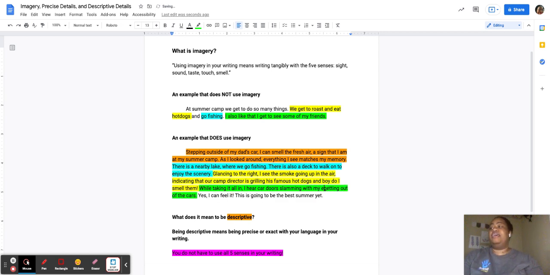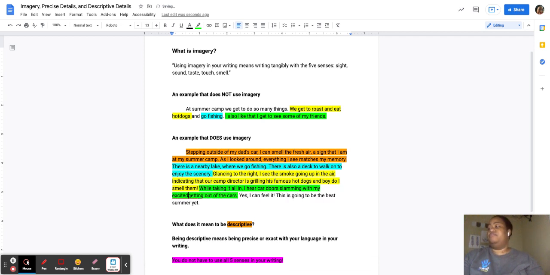"While taking it all in, I hear car doors slamming with my excited friends getting out of the cars." Doesn't that sound much better or more descriptive than "I also like that I get to see some of my friends"? Then, "Yes, I can feel it. This is going to be the best summer yet."